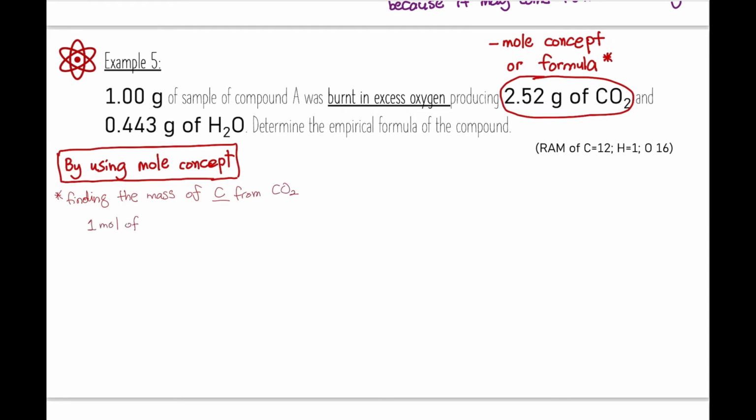The mass of 1 mole of carbon dioxide is equal to 44 grams. How many mole of carbon dioxide in 2.52 grams of carbon dioxide as given in the question? We make a cross multiplication to find the value of x, which is 0.05727 mole of carbon dioxide.